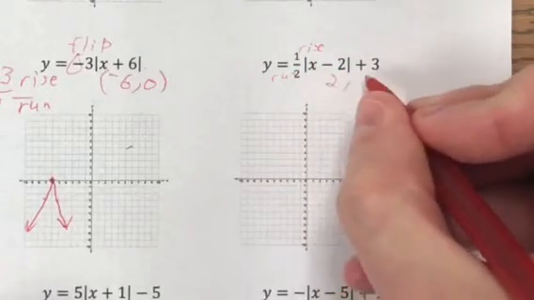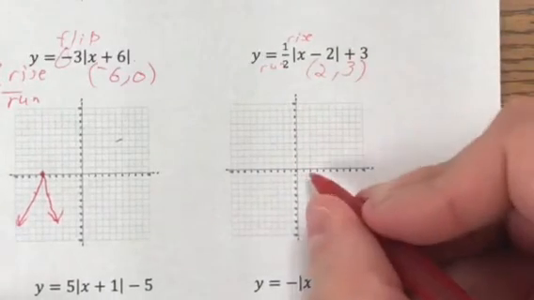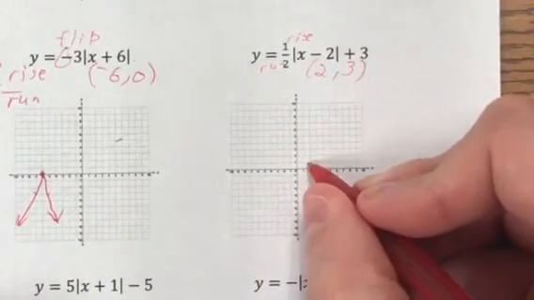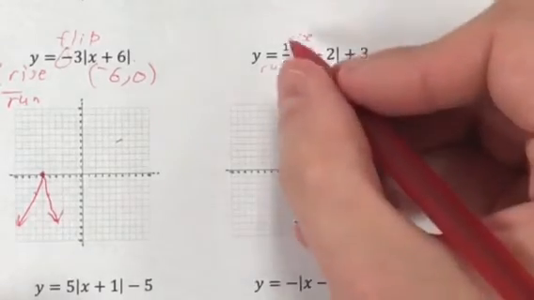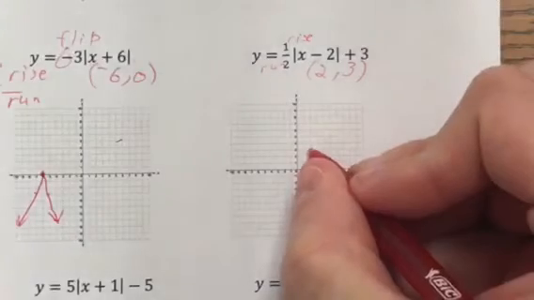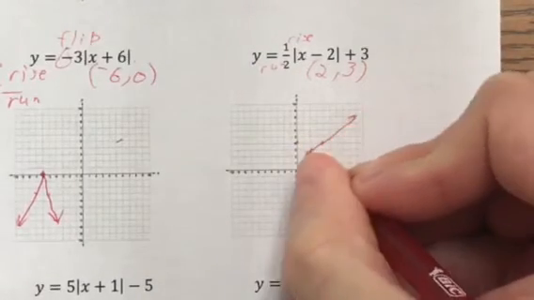So we will just do +2, +3, because you switch the x but not the y. Go ahead and graph 2, 3, 2, 1, 2, 3. And then it is a 1/2. So I would go up 1 and over 2. Up 1 and backwards 2. And that would be the V.